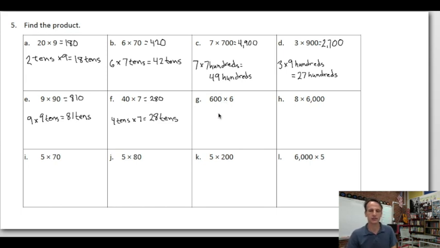And now we have 600 times 6. All right, well, so that's 6 hundreds. And we're multiplying that by 6. You know 6 times 6, that's right, 36. And so 36 hundreds.